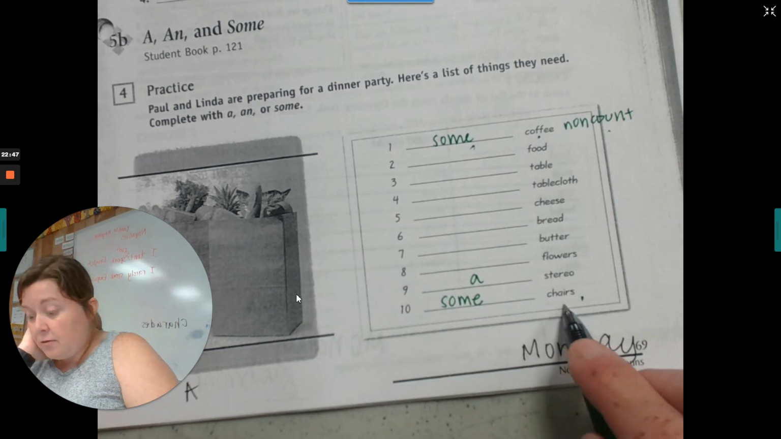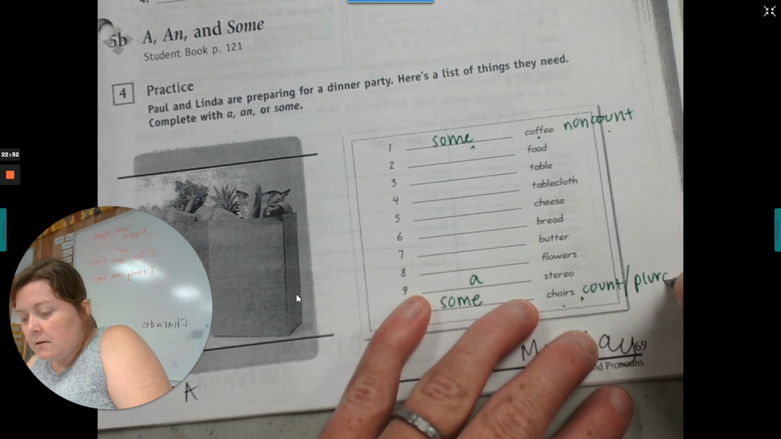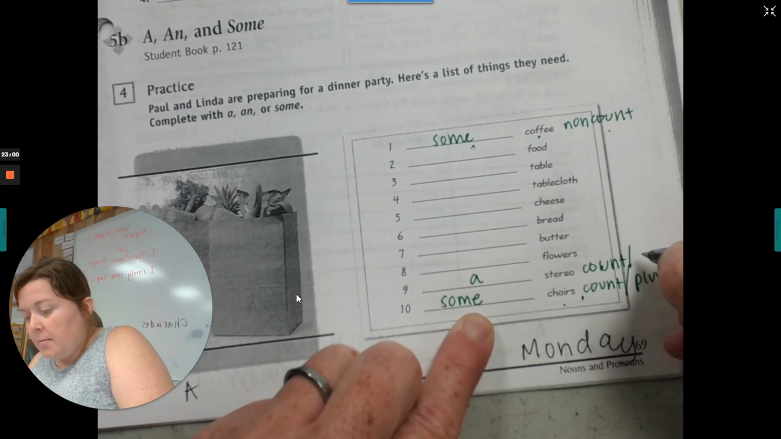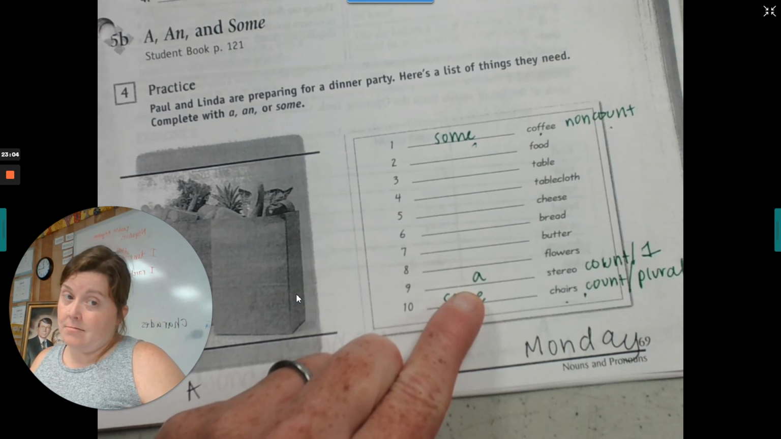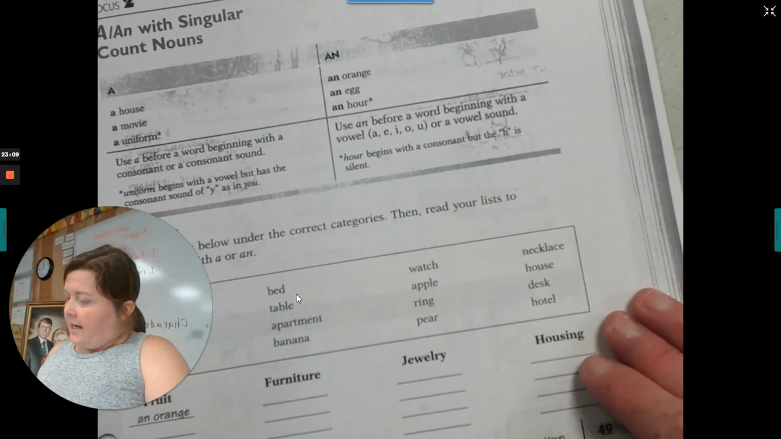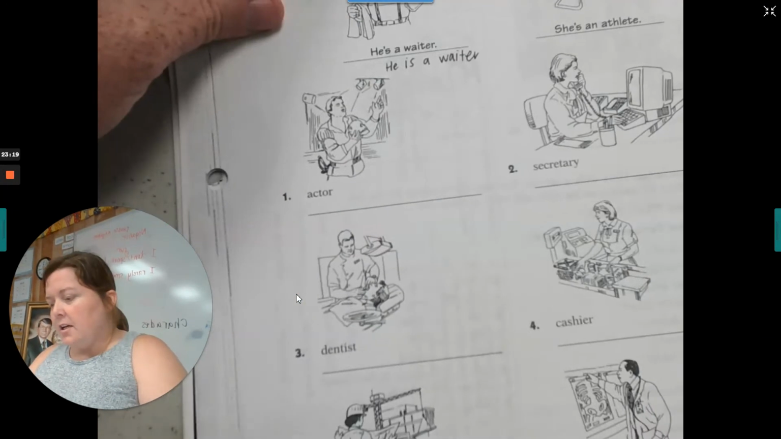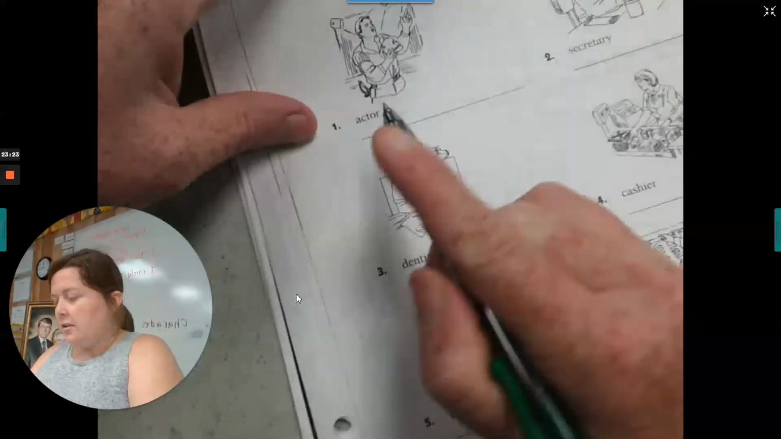Okay, so I will send you the answers today. And I gave you some examples. So like on this one, you're deciding if you're going to say a waiter or an athlete. So look, actor. So you would say he is an actor because it starts with A. So you use an if it's A, E, I, O, or U. Okay? All right. Good luck. Let me know if you have questions.